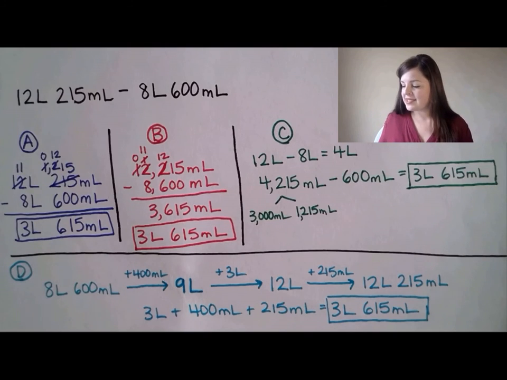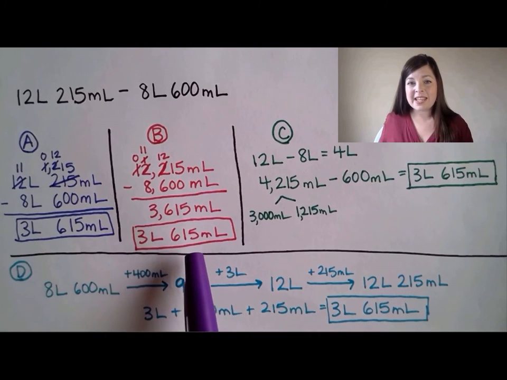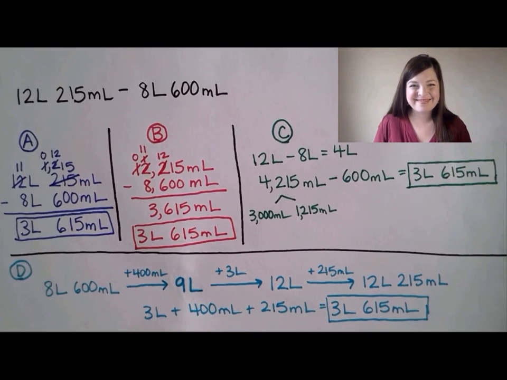How is solution B set up? In solution B, they also used an algorithm, but this time they renamed those mixed units into milliliters before subtracting. But then at the end, they wrote the difference using mixed units. Solutions C and D both use a simplifying strategy.